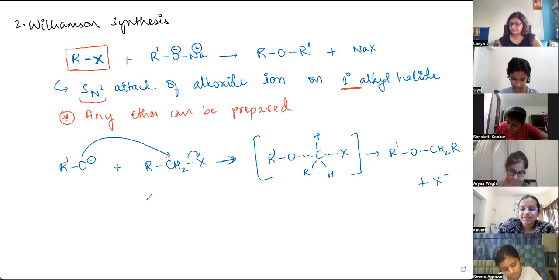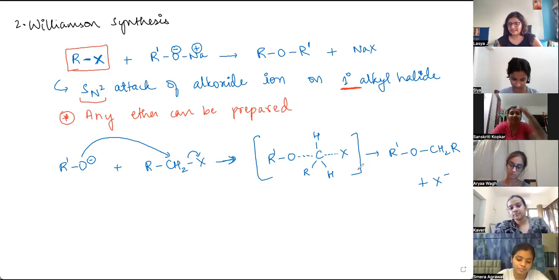How many mechanisms are there in this chapter? I don't have a count of it, Kaveri, I'm not sure. But if you remember the basic, this is the same as what you learned in haloalkanes, haloarenes. This is the SN2 mechanism, just applied to the preparation of ether in this particular case.